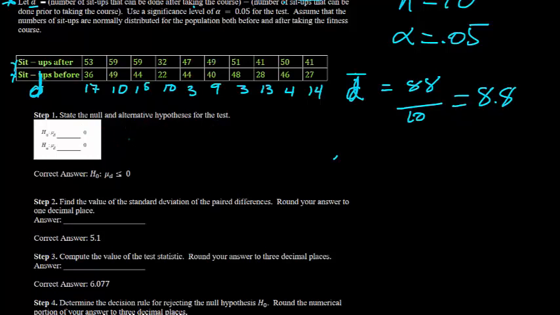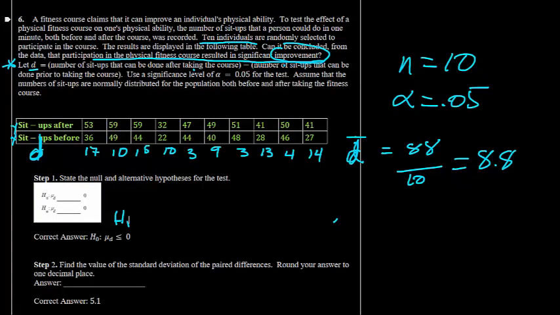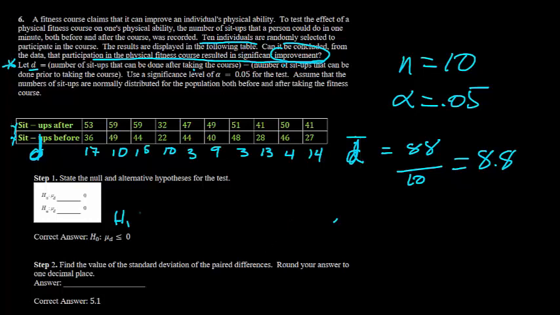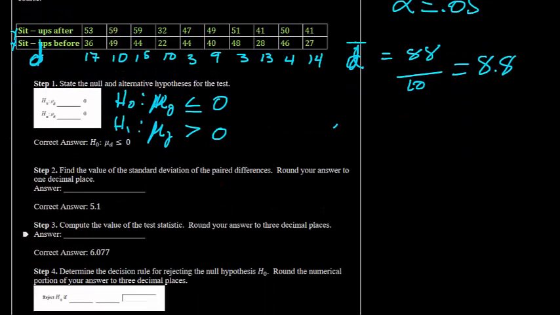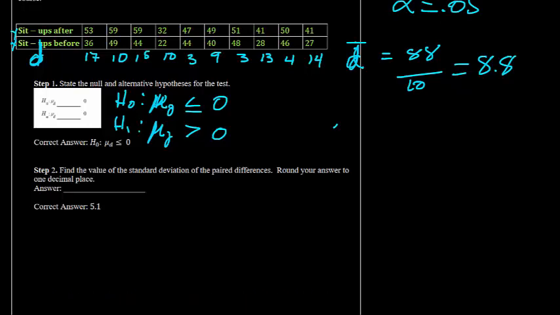This is obviously a paired sample. So what do I want to prove? I want to prove that participation in the physical fitness course resulted in significant improvement. So D should be bigger than 0. There should have been some improvement from our baseline. Mu sub D should be bigger than 0. Therefore, my null hypothesis is the opposite. Mu sub D should be less than or equal to 0. Excellent. Find the standard deviation of the paired differences. Round your answer to 1 decimal place.